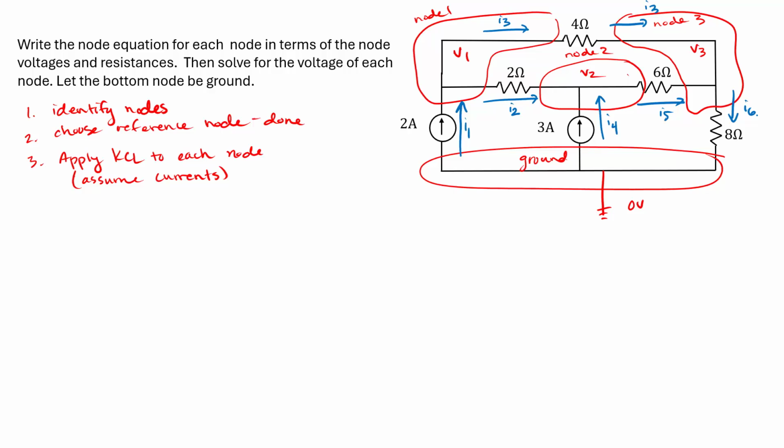I have no idea whether these current directions are correct. Some of them could actually be going the opposite way, but remember, it doesn't matter what direction we assume as long as we are consistent with our currents when applying Kirchhoff's current law. So please make sure you just pick a direction and stay consistent as we demonstrate here. All right, so now that we have assumed currents, let's go one by one and apply Kirchhoff's current law to each node. Let's start with node 1.